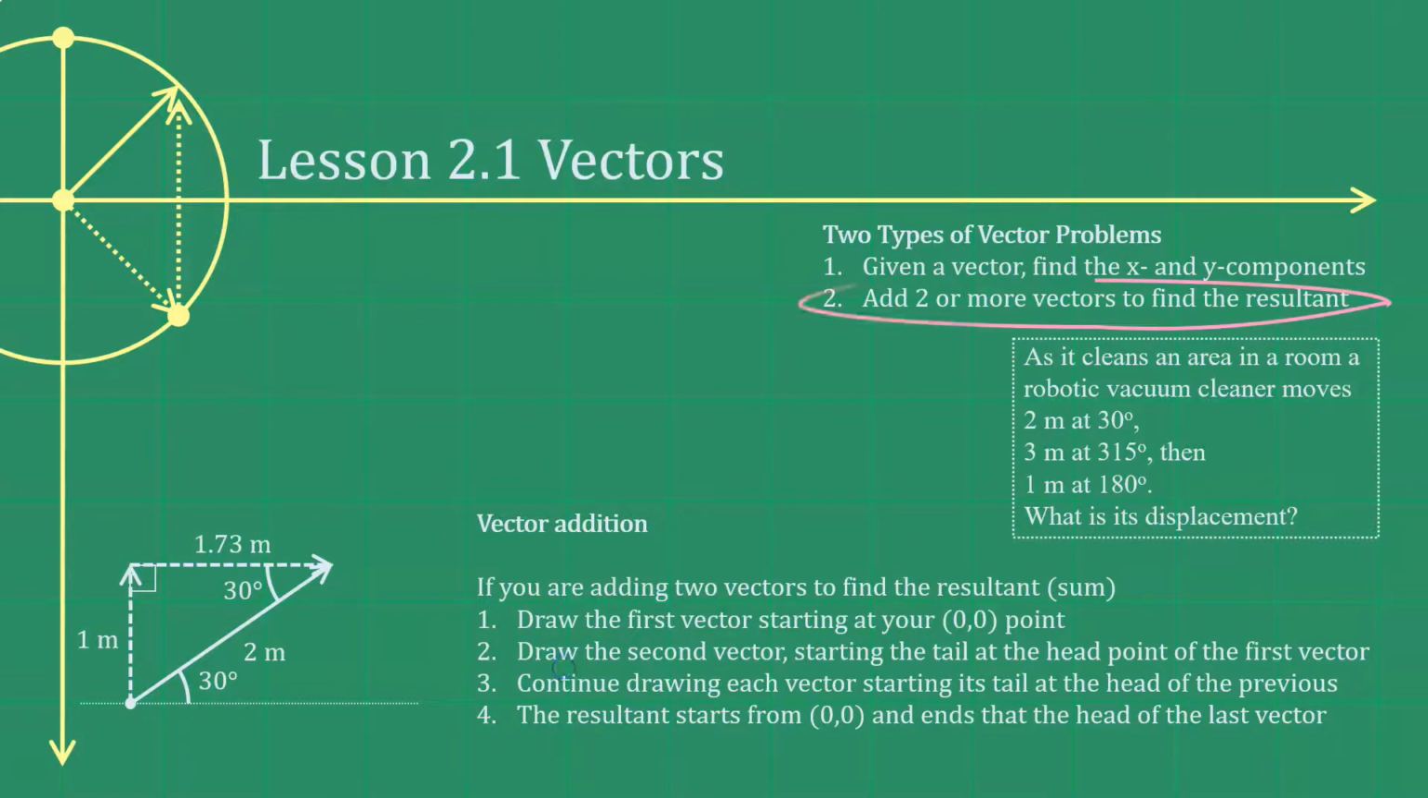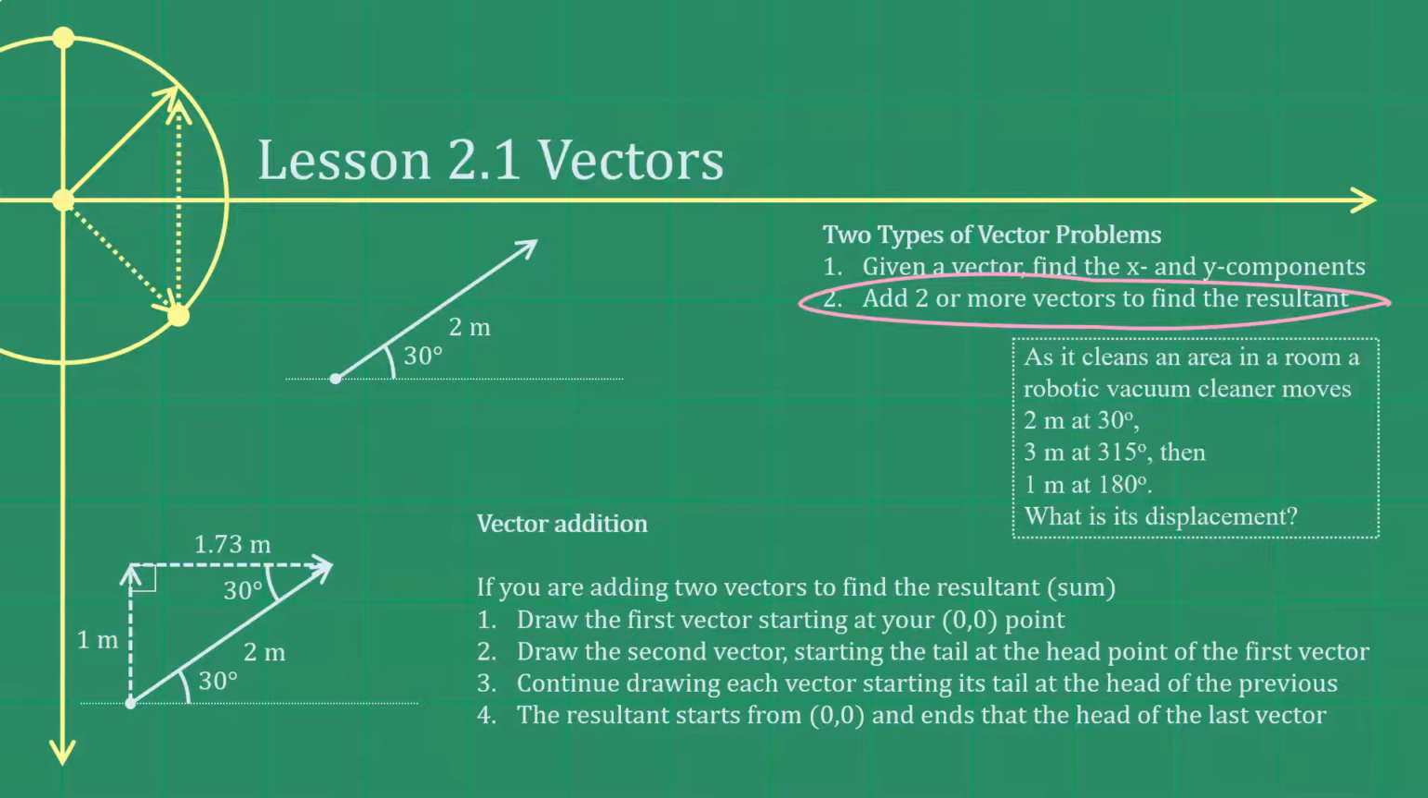What is its ending displacement, its resultant displacement after moving all of these different ways? Do you see that this is the second type of vector problem where we're going to be adding 2 or more vectors to find a resultant displacement? And because I've already worked out the math on the first vector, I'm just going to keep that and make that the starting vector for my problem.